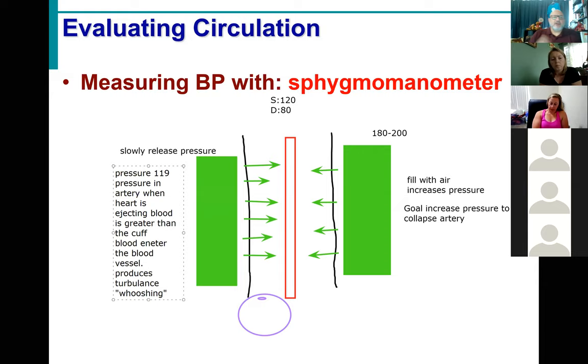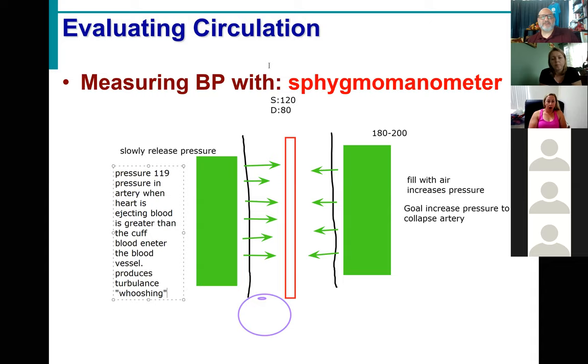So the first time that blood enters into the blood vessel and you hear that whooshing sound, you look at what your pressure is on the cuff. And that tells you the pressure at which blood was able to enter, and that tells you your systolic. But then as soon as the blood stops getting ejected from the heart, the pressure drops and the blood vessel collapses again. And then the heart pumps it out and it fills, and it collapses, and it fills, and it collapses. And as the pressure slowly drops, it keeps filling and collapsing, producing that whooshing sound, producing that turbulence.